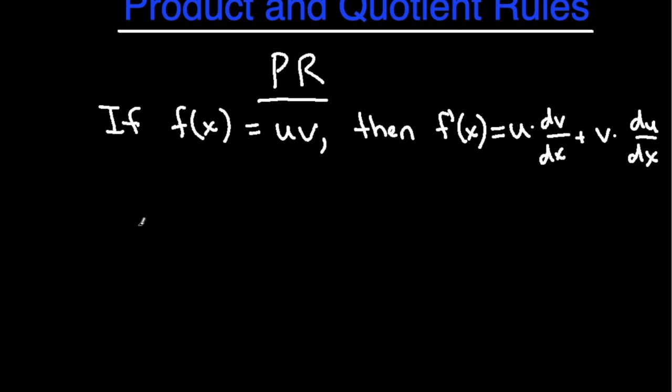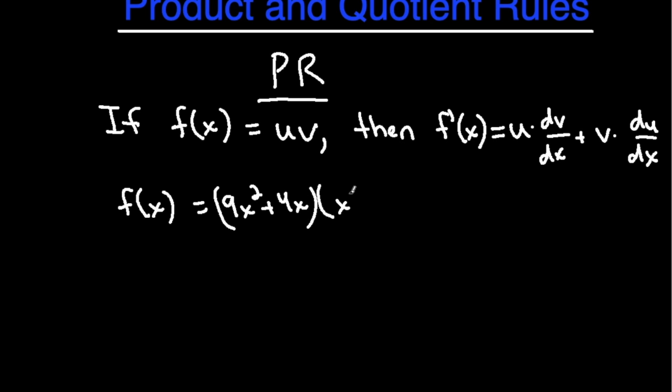So now let's do an example, and let's say we had a function f of x is equal to 9x squared plus 4x times x cubed minus 5x squared. And to find the derivative, we're going to use the product rule. And of course, we could expand this using the FOIL method, but that would likely take longer. So for the product rule, we want to think of this term right here as u, and we want to think of this term right here as v.